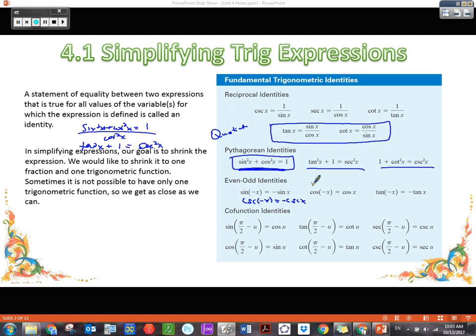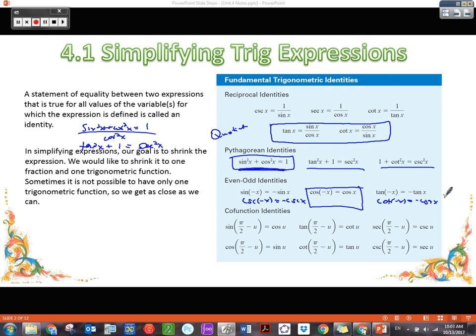Okay? And cosine and its reciprocal, secant, are the only even ones. So cosine of negative x is the same thing as just cosine x. And likewise for secant, that's its reciprocal, right? Secant of negative x is just secant x. Tangent is similar to sine, where tangent of negative x is negative tangent x. And again, its reciprocal behaves the same way that it does.